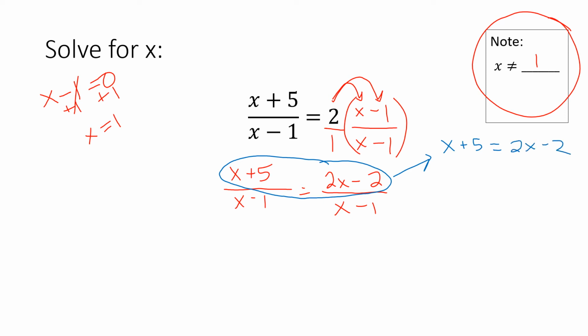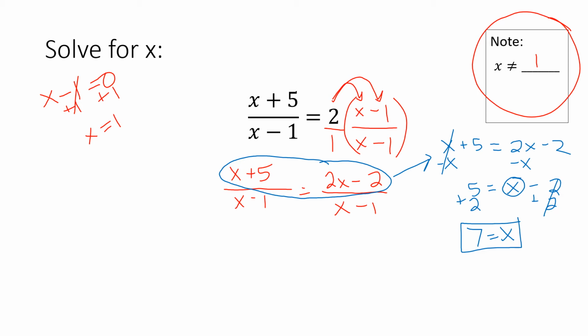Right now I have x's on both sides, so I'm actually going to start by moving this x over here. So now I've got 5 equals x minus 2. And then to get this x by itself, I'm going to add 2, move it over to the other side. So I end up with 7. x equals 7. And that is my final answer.